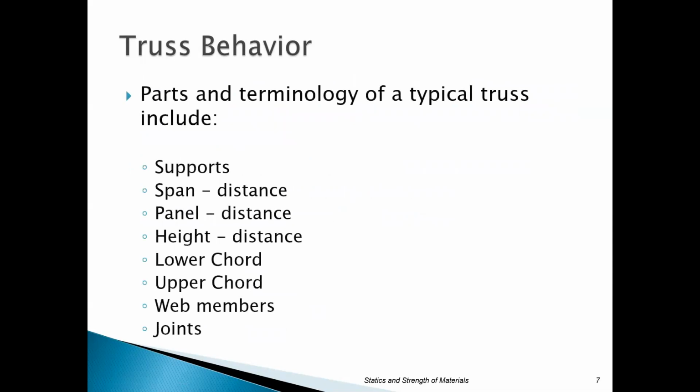Okay, so what I like to do, and this is not in your book, I like to talk a little bit about terminology that's typically used with trusses, okay? So I've created a picture for you on the next slide, but we have what's called a support, a span, a panel, and a height. So these are all distance kind of relations. And then you have members that are called lower chords and upper chord members, and then you have web members, okay?